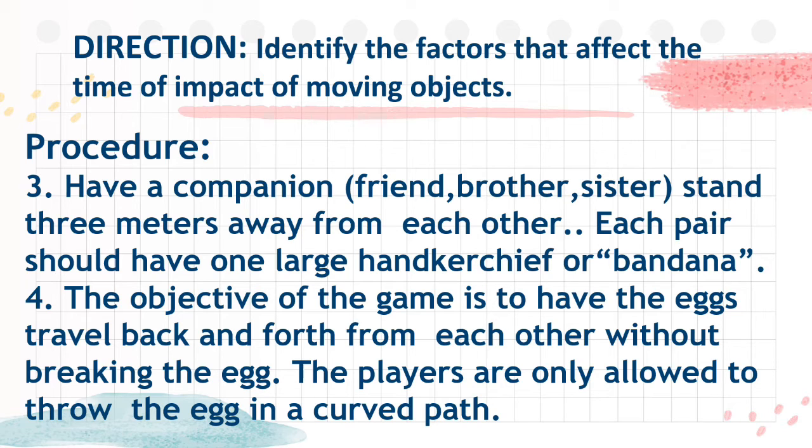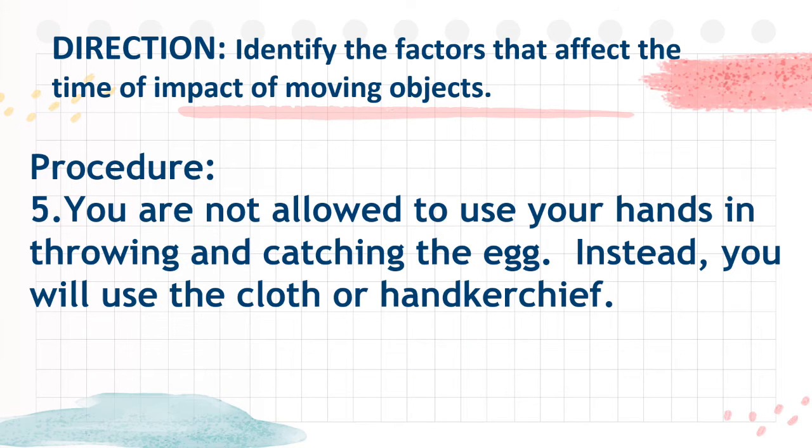Each pair should have 1 large handkerchief or bandana. Fourth, the objective of the game is to have the egg travel back and forth from each other without breaking the egg. The players are only allowed to throw the egg in a curved path. Fifth, you are not allowed to use your hands in throwing and catching the egg. Instead, you will use the cloth or handkerchief.